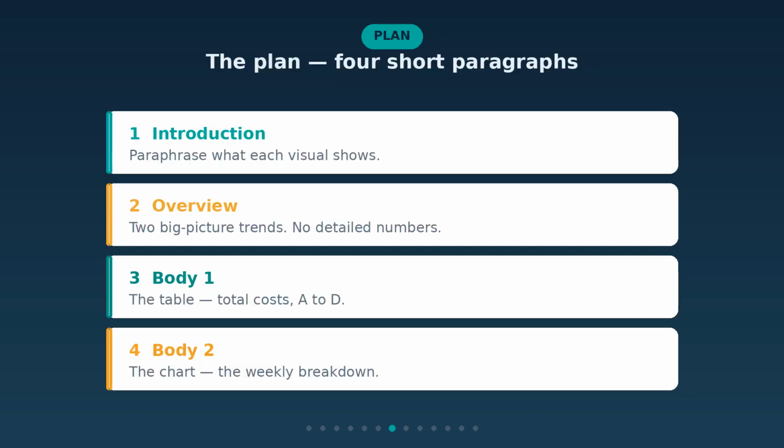Here is the plan. 4 short paragraphs: an introduction that paraphrases the question, an overview with the 2 trends we just found, body 1 for the table, and body 2 for the chart. Simple and repeatable.